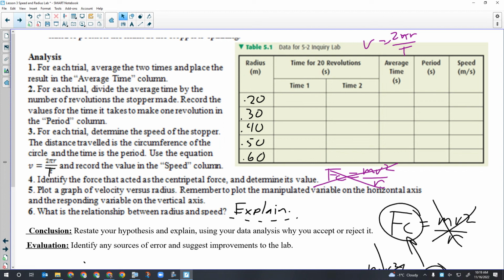For number 5, I want a graph of velocity versus radius. So manipulated variable on the x, responding variable on the y. And then tell me what the relationship is and explain. It doesn't have to be a super long explanation, just explain. And then for your conclusion, copy paste your hypothesis. Tell me was it accepted or rejected and why. Sources of error, not Coderre's craftsmanship, but anything that Coderre's craftsmanship could have affected can be listed as a source of error. And ways to improve it.